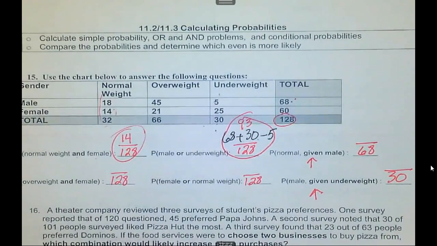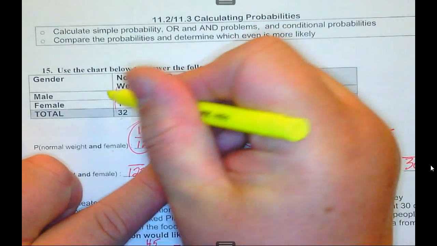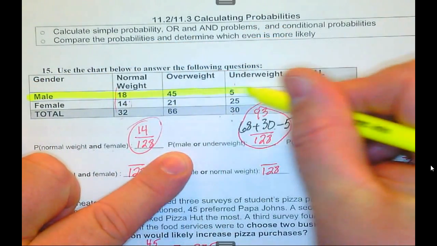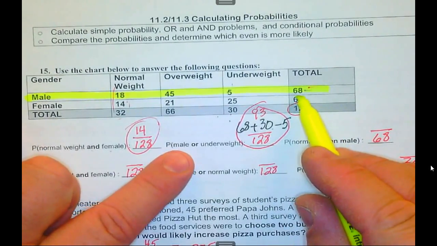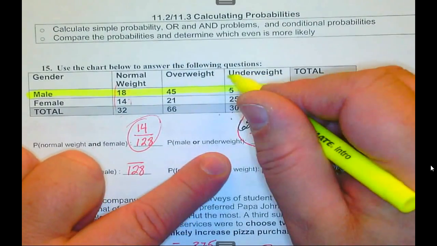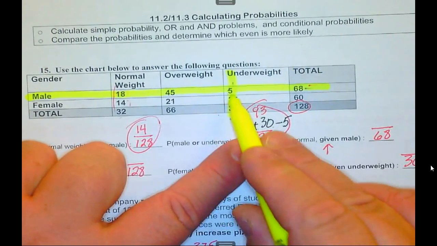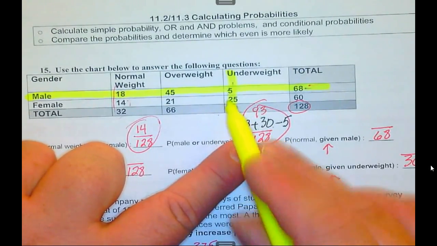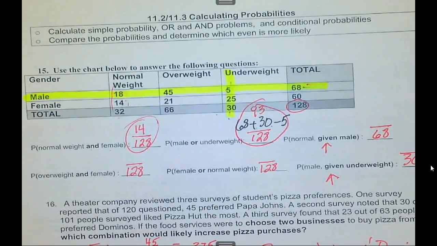I'm going to use a highlight because it's really important. Okay, it says either males, so here's my males. 68, right? That's my total males. Or underweight. My total underweight is 30. So 68 plus 30. But look what happened to the 5. It got counted twice, didn't it? So I have to take one of those 5s out. Okay?